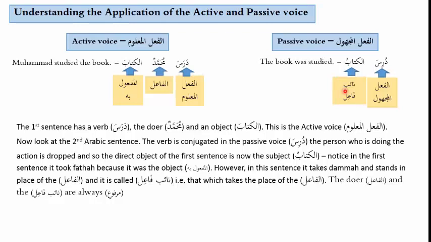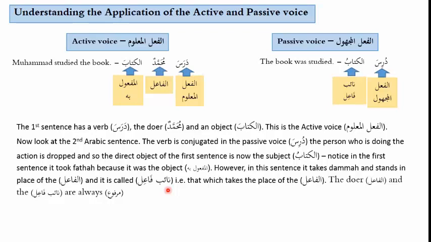Right? In English, I don't know how they describe it, because it is not doing the action still. Okay? And in Arabic that is clearly shown. But it is na'ibu fa'il. It stands in the place of the fa'il. Right? So the direct object of the first sentence is now the subject, al-kitabu. Subject, that is what is studied. Okay? Notice in the first sentence it took the fatha because it is the object, the maf'ulun bihi. However, in this sentence it takes dhamma and stands in the place of the fa'il. And it is called na'ibu fa'il.